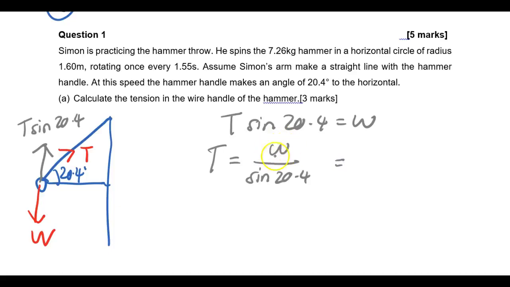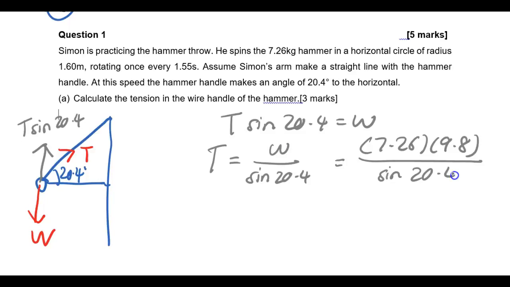And what is W? It is mg. M is 7.26, g is 9.8. So that's my expression for W, followed by sine of 20.4, which is a number. And the answer here is about 204 Newton. So this is one way that you can use to solve this question. One more method is that you can resolve it to the horizontal to get the centripetal force F_C. It is possible because you know the period here. You can try it out and you should get the same answer.